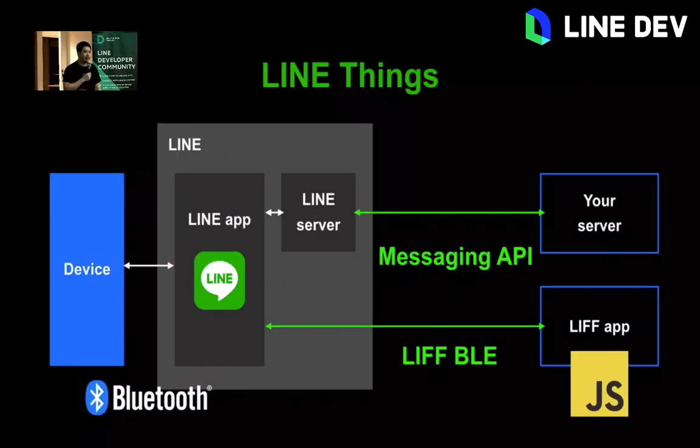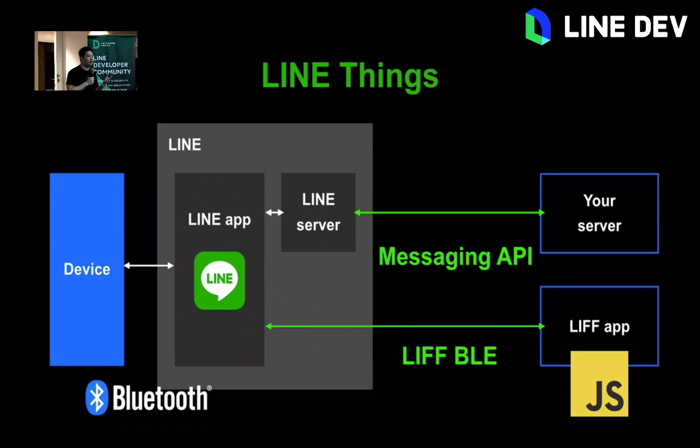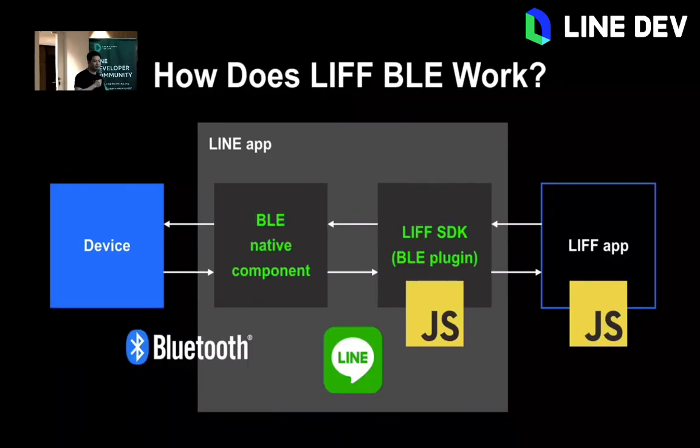Now, I mentioned earlier that you can interact with a device in two ways, messaging API and LIFF app. Now, as you may know, currently LIFF does not support any kind of hardware implementation. And so we needed to add in a plugin for LIFF, which we call Bluetooth plugin or BLE plugin. It is an extension of the LIFF SDK, which gives you access to the native Bluetooth components within your smartphone. This allows the developer to develop LIFF apps that can then connect to Bluetooth devices.